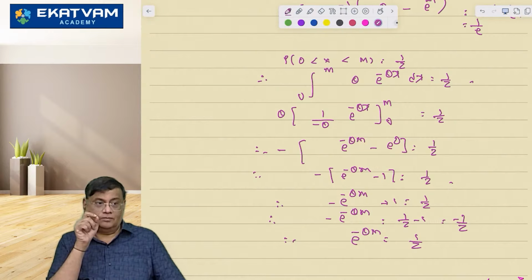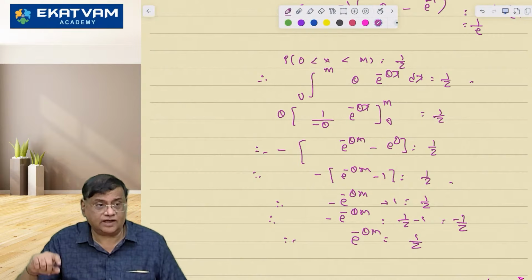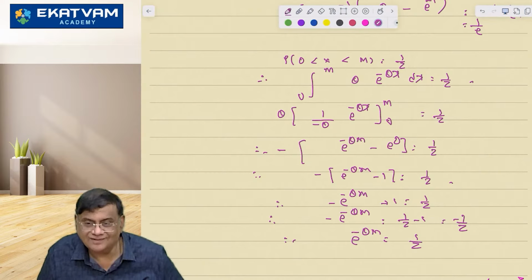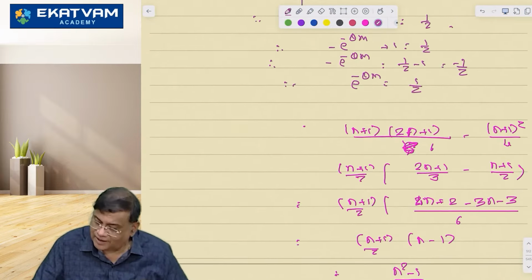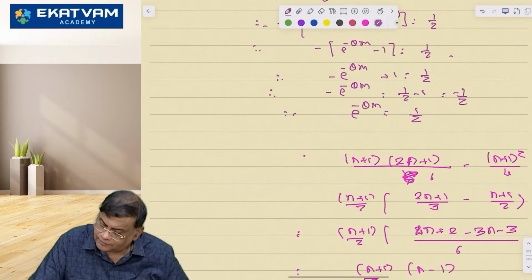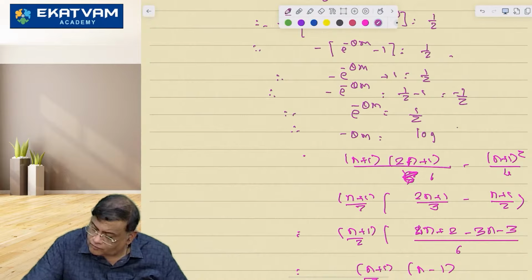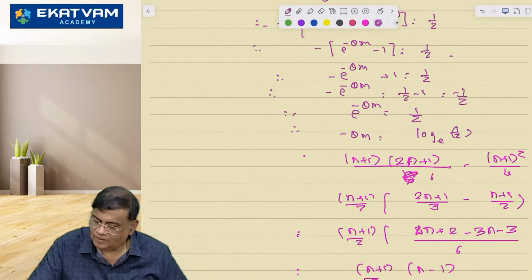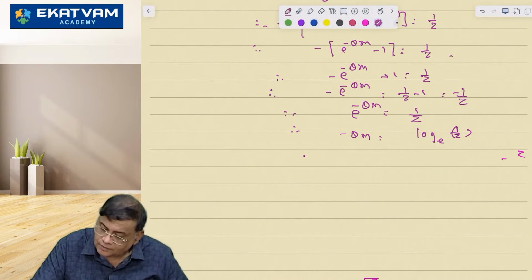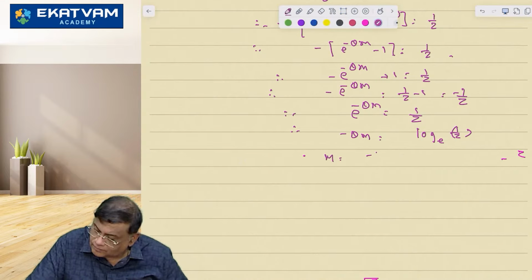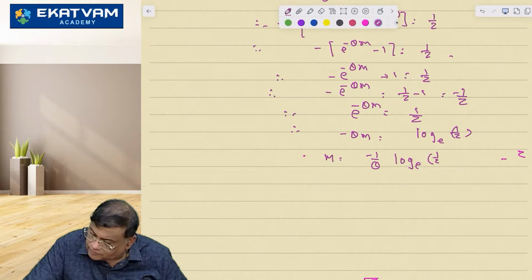Understood? And if I want to remove e, then I will have to take log to the base e. We did this in the last applications of differential equations. And therefore it would be minus theta into m is log of 1 by 2 to the base e, and therefore this m will be equal to minus 1 upon theta into log to the base e of 1 by 2.